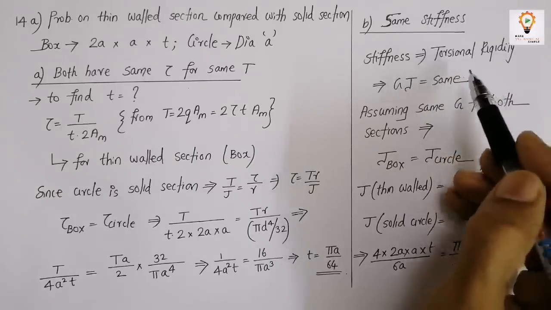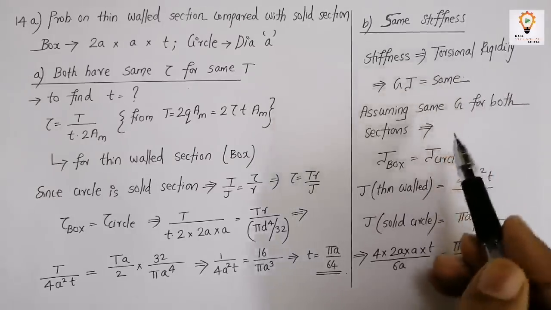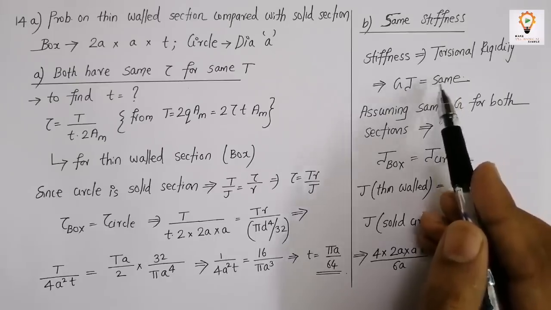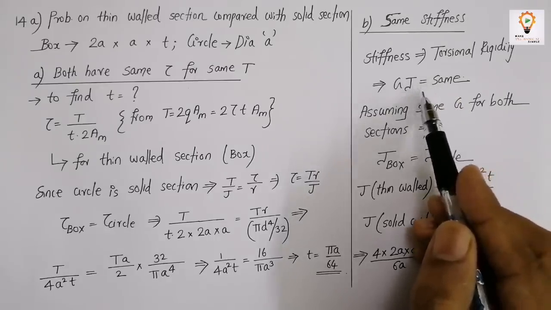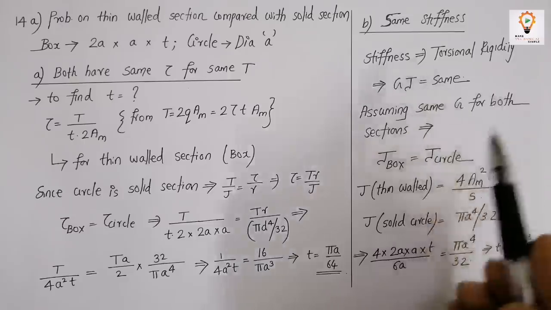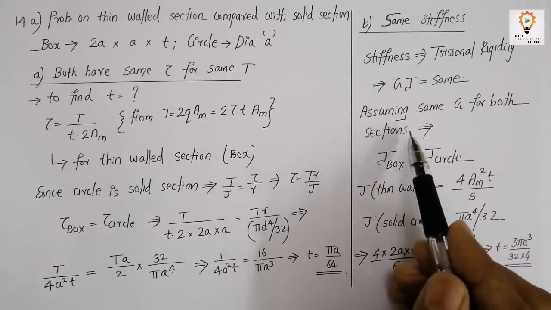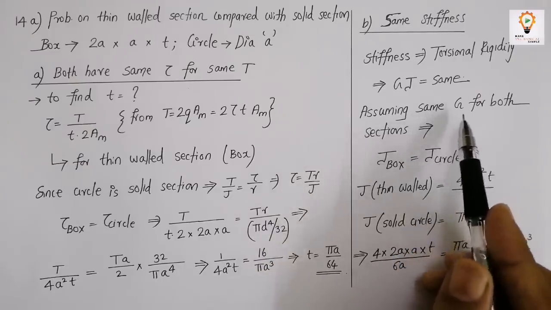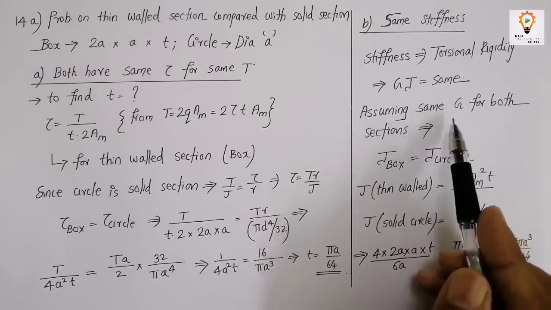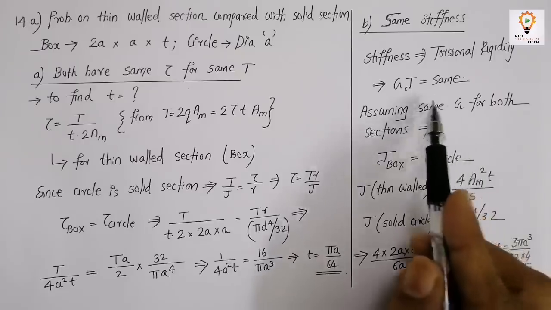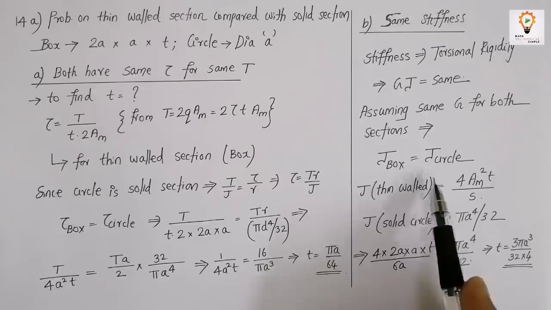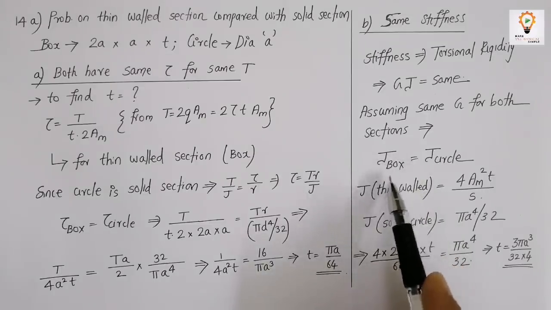Now what does stiffness mean? Stiffness means torsional rigidity. So torsional rigidity is given by T by theta or GJ. So GJ of the box is same as GJ of the circle. Now since the data is not sufficient here, let us assume the G, modulus of rigidity, is same for both the sections. So if the modulus of rigidity is same, that means this J of the box is same as J of the circle.